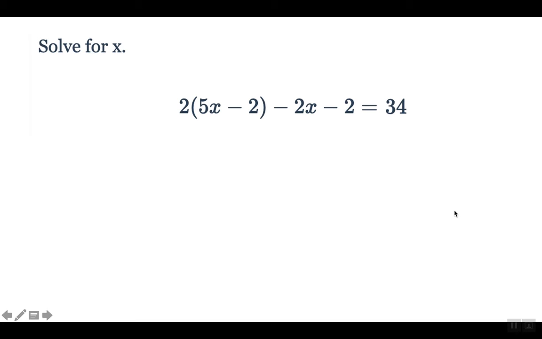This is the exact same type of problem, except we're also going to have to combine like terms. But first thing you should do is the distributive property. So I'm going to distribute the 2 to everything that's inside the parentheses. So 2 times 5x gives me 10x. And 2 times negative 2 is negative 4. I'm going to bring down everything else.